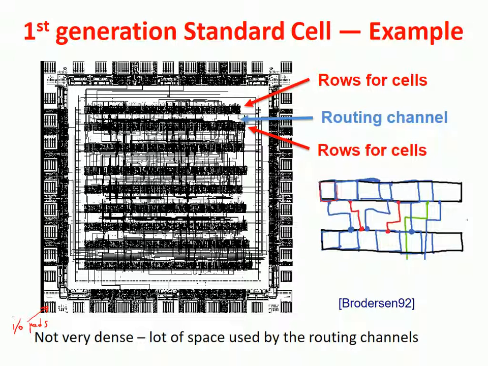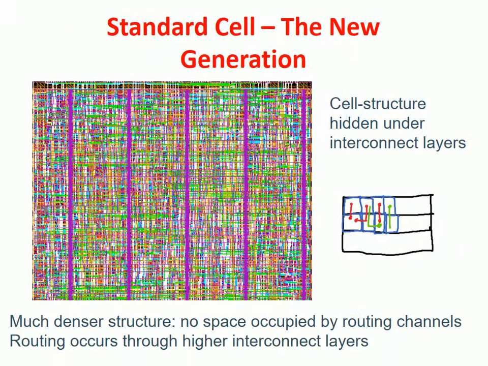In the more recent generation, the design is much denser, because there are essentially no routing channels. This is a standard cell with a new generation from 2000 and on. You still see the rows, but you do not see the routing channel between them.